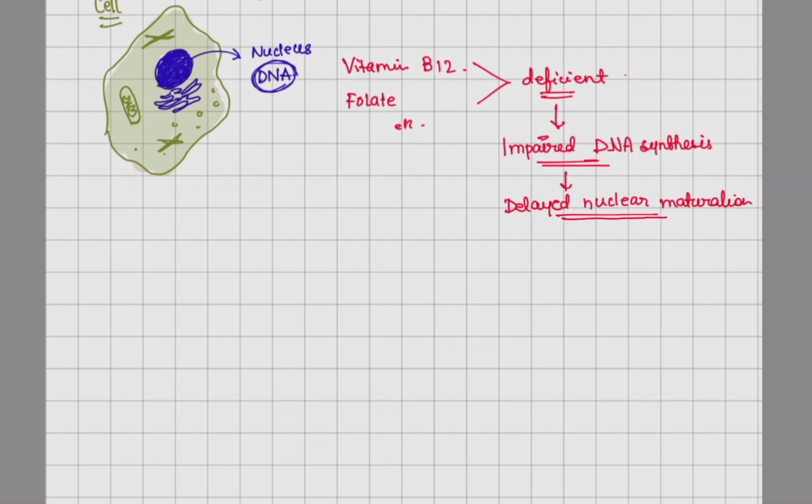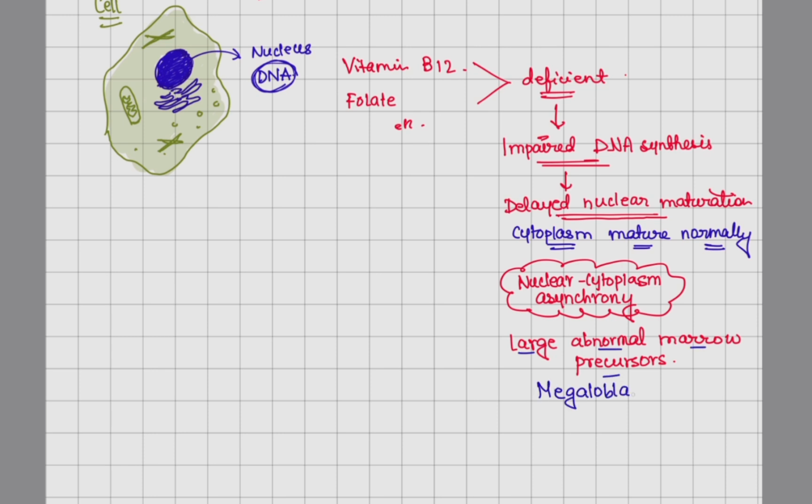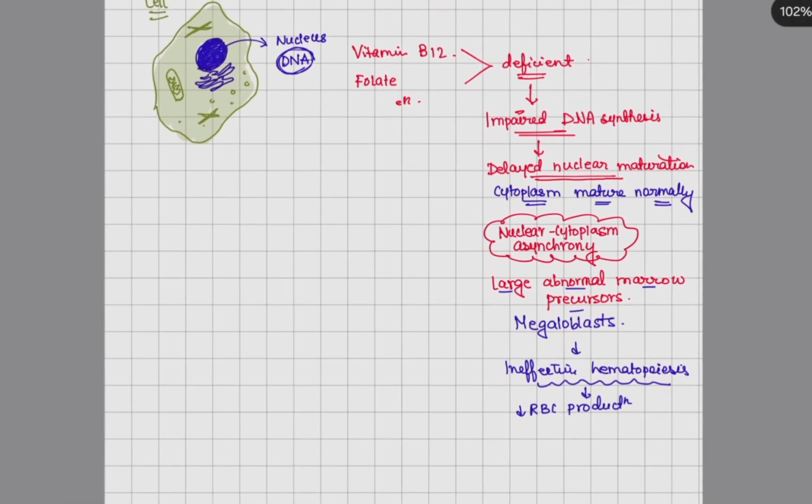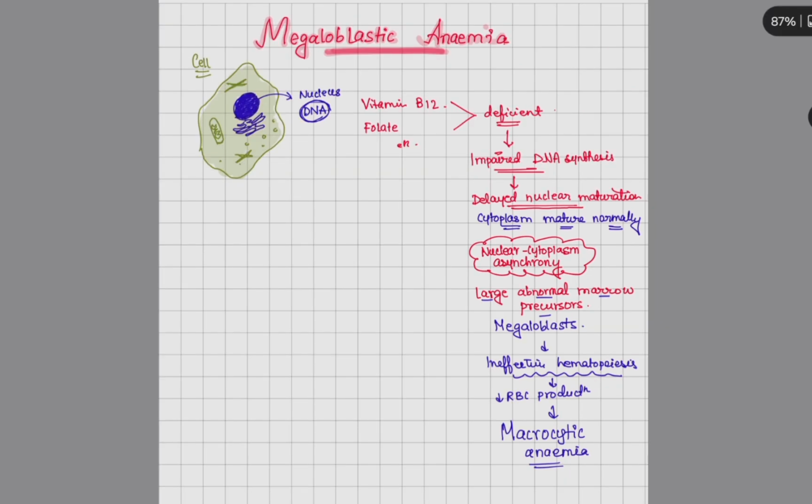So cytoplasm matures normally, but there is delayed nuclear maturation. So there is nuclear cytoplasm asynchrony. So large abnormal marrow precursors are formed which are known as megaloblasts. This leads to ineffective hematopoiesis, which will further lead to decrease in RBC production, and ultimately it causes macrocytic anemia. The RBCs are large. So this is the overall concept of megaloblastic anemia.